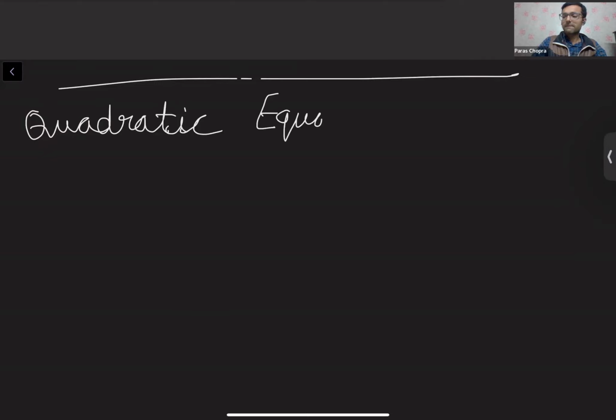Okay, we also had to cover quadratic equations today. So quadratic equations don't have anything to be taught. They are pretty straightforward. Okay. So if we have a polynomial with the highest power as 2, then it's called a quadratic equation.